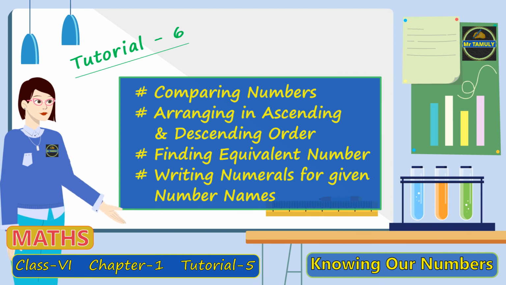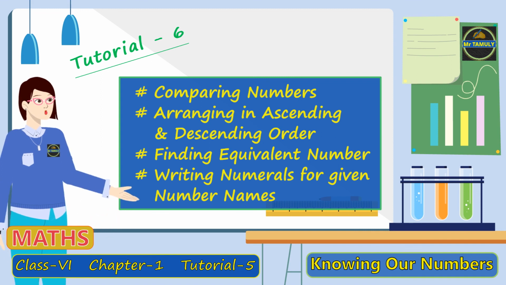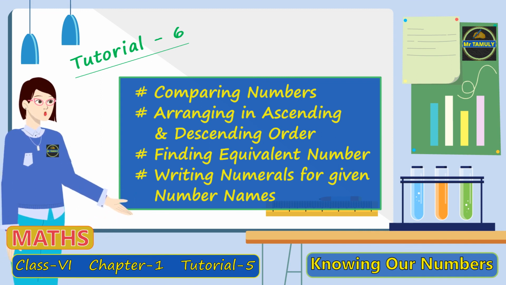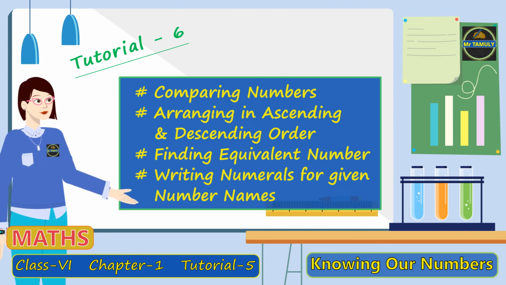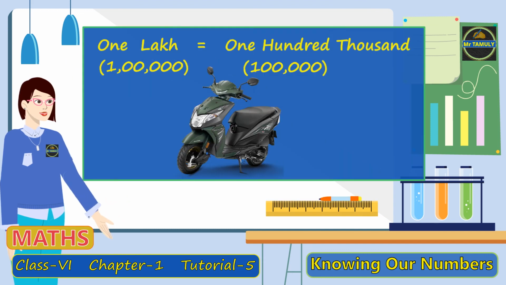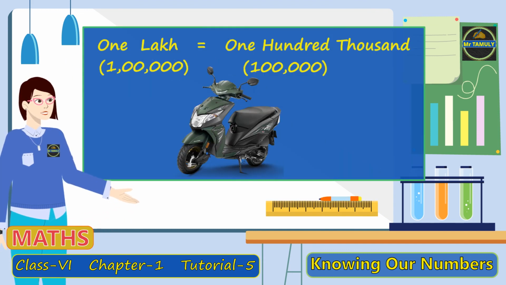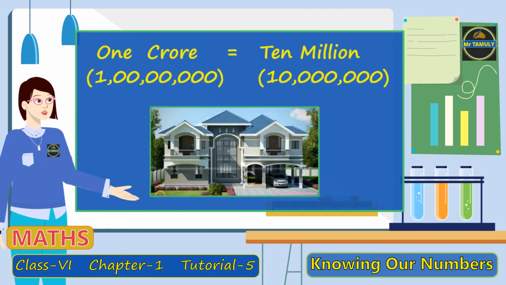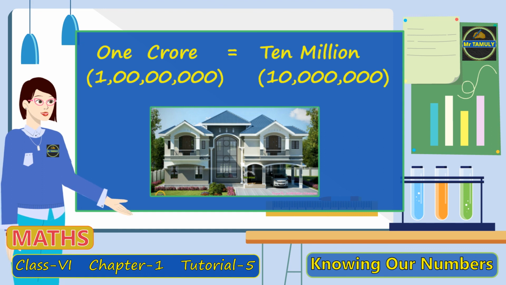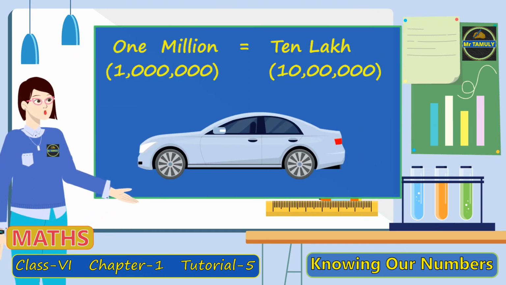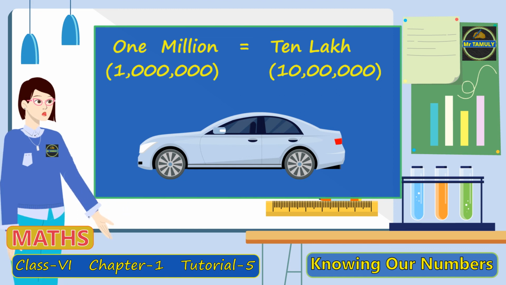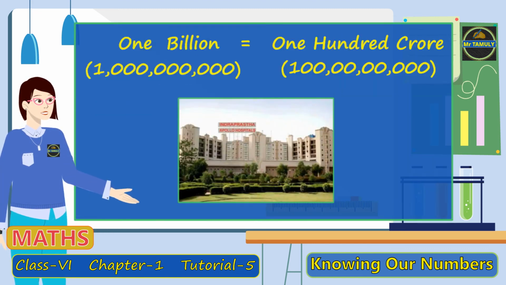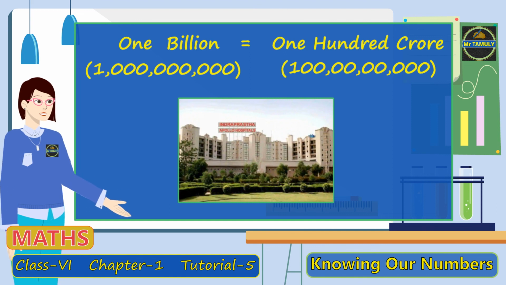Before concluding this tutorial, let's recollect the 4 important equivalences that we have learned in this tutorial. The first one is, the international equivalent of 1 lakh is 100,000. Secondly, the international equivalent of 1 crore is 10 million. Again, the Indian equivalent of 1 million is 10 lakh. And the last one is, the Indian equivalent of 1 billion is 100 crore.